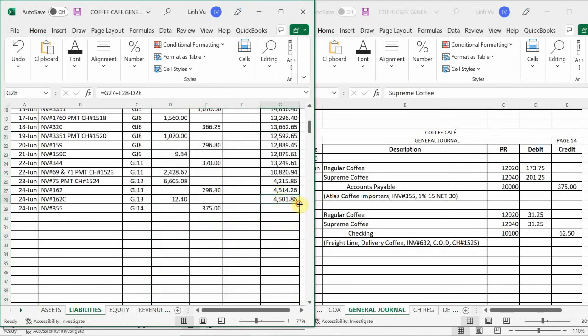4,876.86. Good. Okay, so my journal and my ledger's done. So what's next?